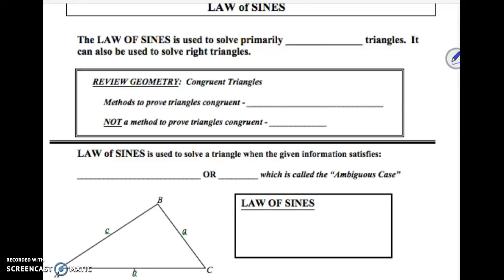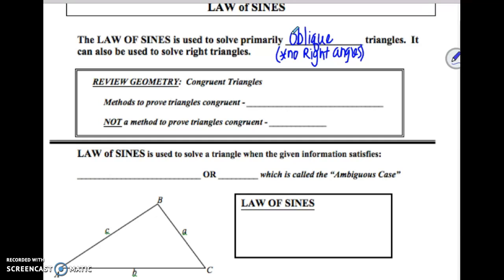This is Precalculus section 6.4, and we're going to be discussing the law of sines. The law of sines is used to solve primarily oblique triangles, and oblique triangles are triangles that have no right angles. The past few days we've been dealing with solving special right triangles and other right triangles. The law of sines can also be used to solve right triangles, but primarily we use it for oblique triangles.